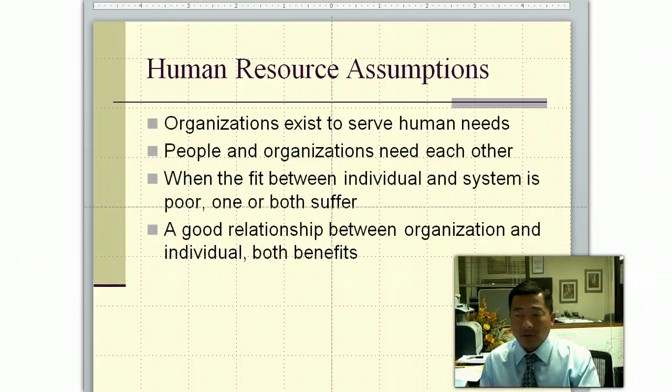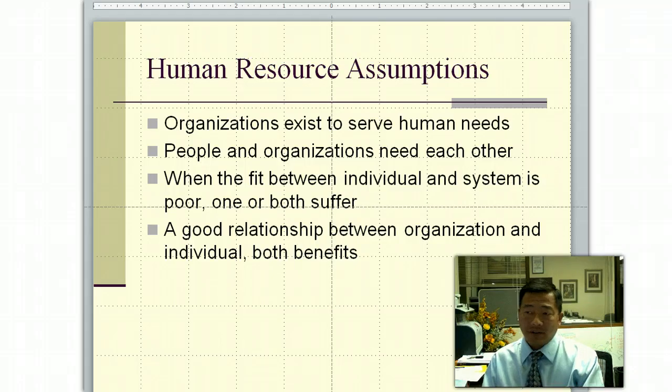So, key assumptions for the human resources frame are that organizations exist to serve human needs, and that both sides need each other to survive. When one suffers, so does the other. When one thrives, so does the other benefit. A couple of key theories that Miller covers in her textbook, and it's not in the slide, are Maslow's hierarchy of needs and McGregor's theory X and theory Y.